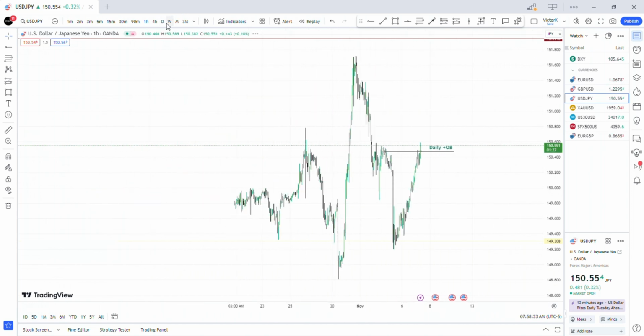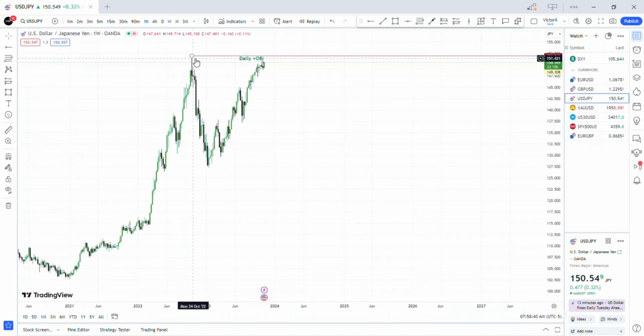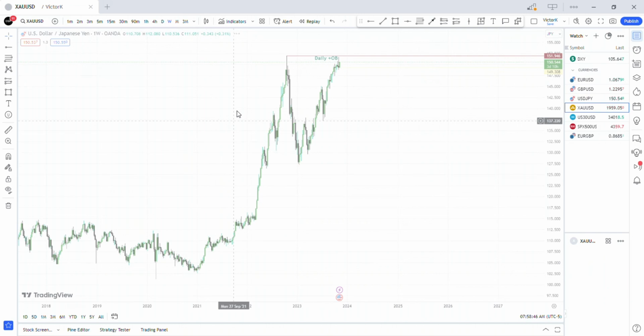I'm believing that USDJPY is finally going to take out the weekly high that I've been speaking about for a very, very long time, right? For weeks now. This high over here. So I believe that this week price is going to push higher and take it out. Okay, that's USDJPY. That's my opinion.